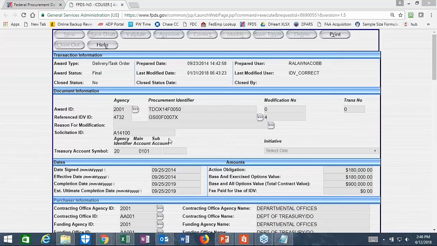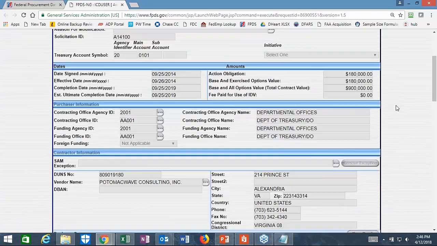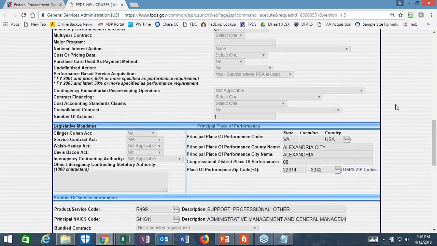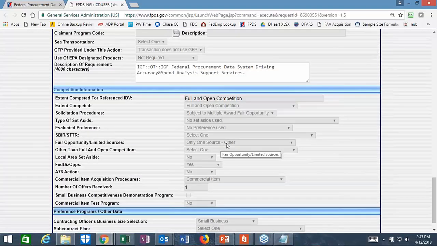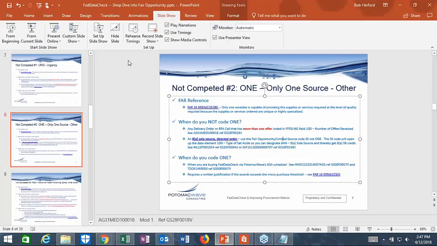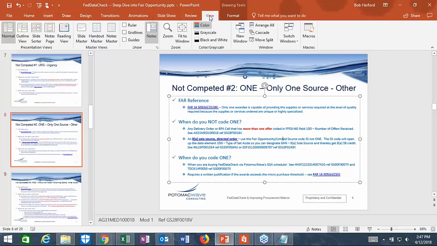Okay. Got it. Hey, so this is a Fed Data Check Award. This is for us, Potomac Wave Consulting, for our Fed Data Check product. And they put down only one source. You know, honestly, a few people have done that. At least two. And we're the only ones we know of who do what we do.